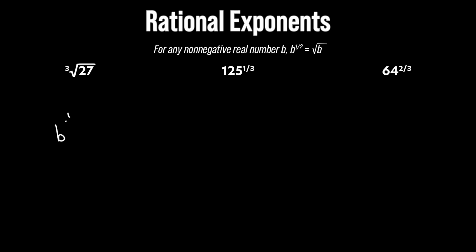If we had b to the 1/2 multiplied by b to the 1/2, this would be equal to b to the 1/2 plus the 1/2. This is simply the product of powers rule, which states that if the base is the same, you can add the exponents. And this would be equal to b.